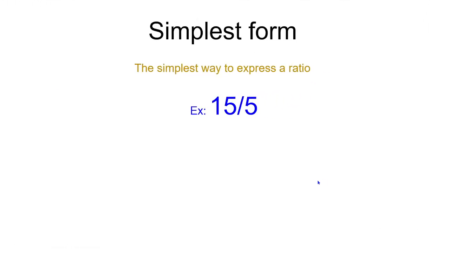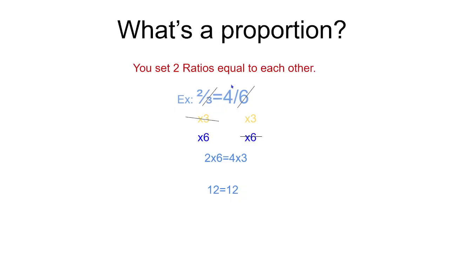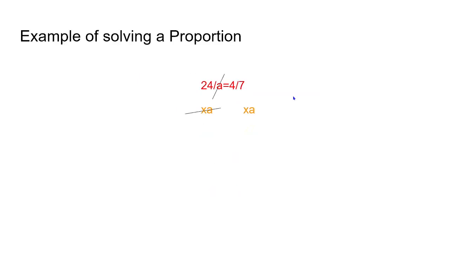Now, I want to talk about this because it will help you along the way with ratios. It is called simplest form. It's just the simplest way to express a ratio. You've probably already done this, but again, it is a review. It's what you could have done here. Instead of solving it all like this, you could have simplified it.